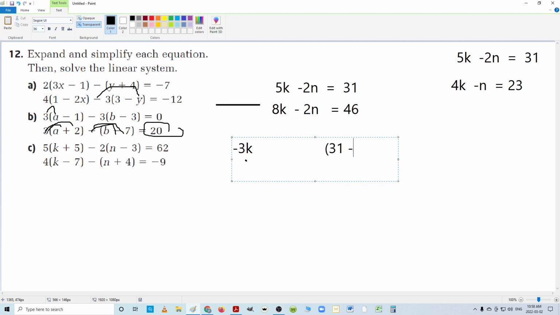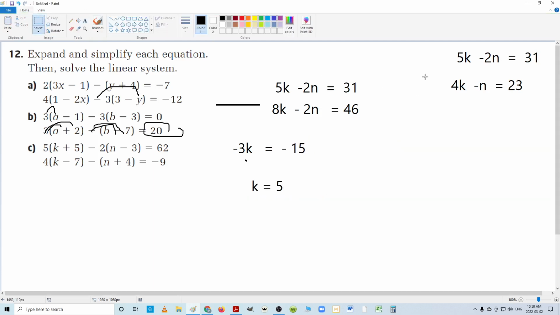It's easy when they're both positive. It just becomes that. So I can see that the minus 46 is a bigger negative number. I could take 46 and subtract 31, and I know that I'll be negative 15. 46 minus 31 is 15, and I know I'm going to stay in negative. So I got this. I divide both sides by minus 3, and I get this. So that means I figured out k.